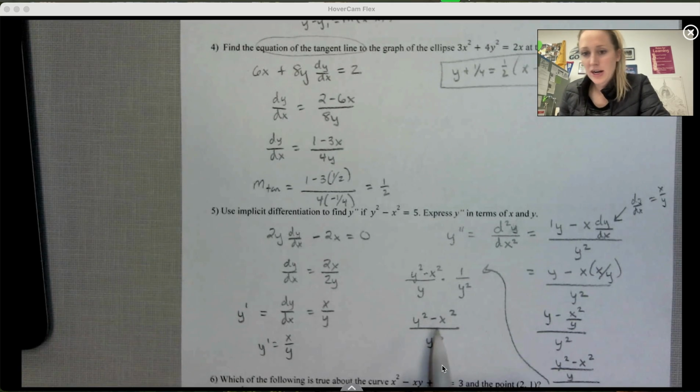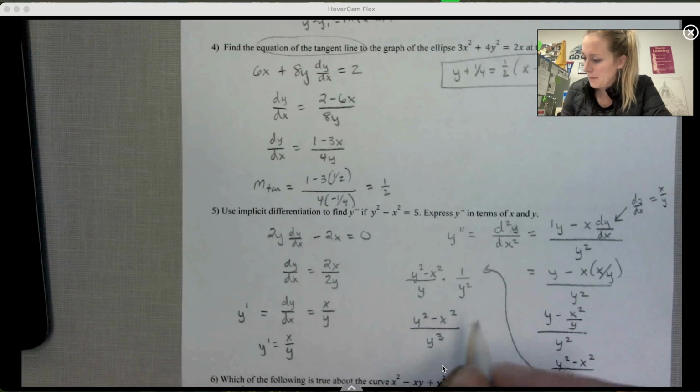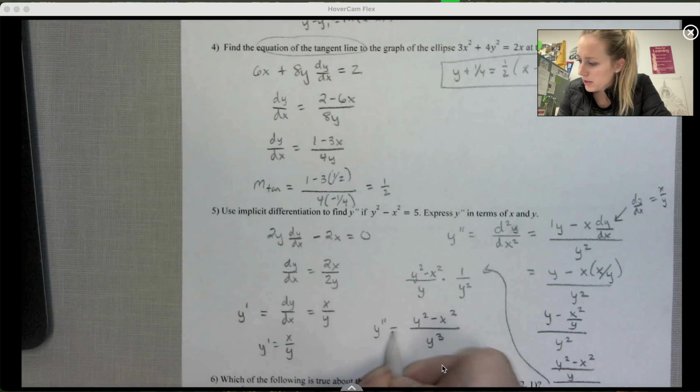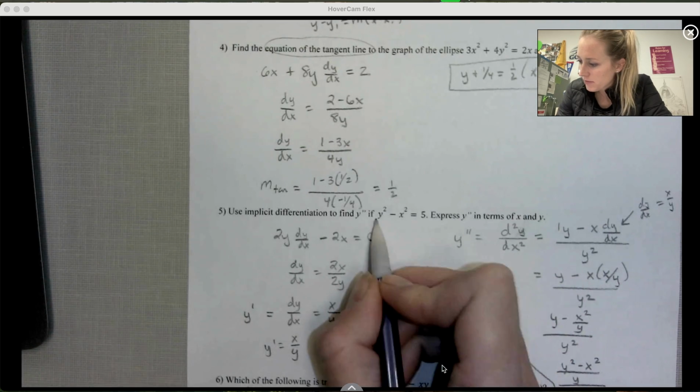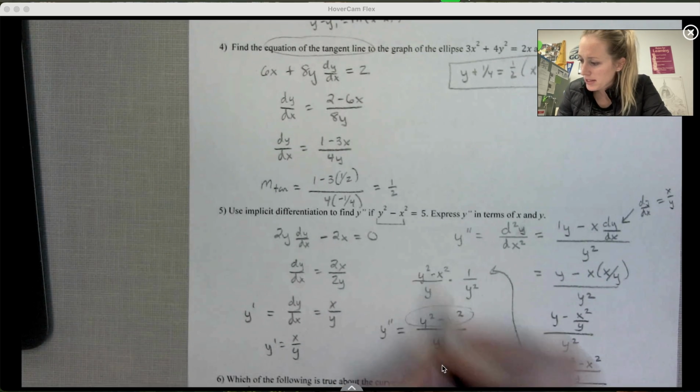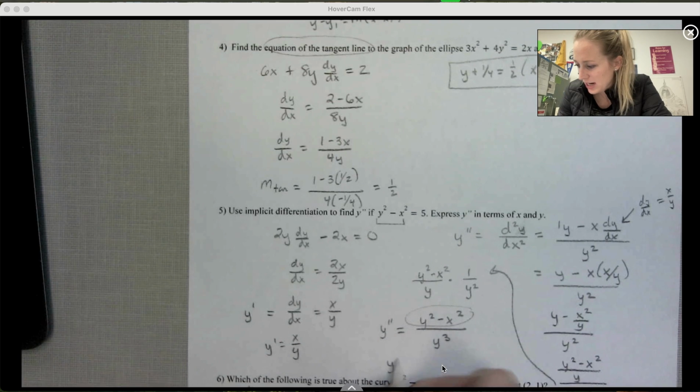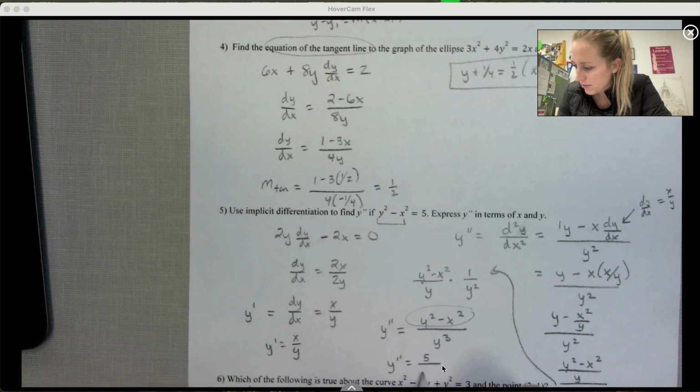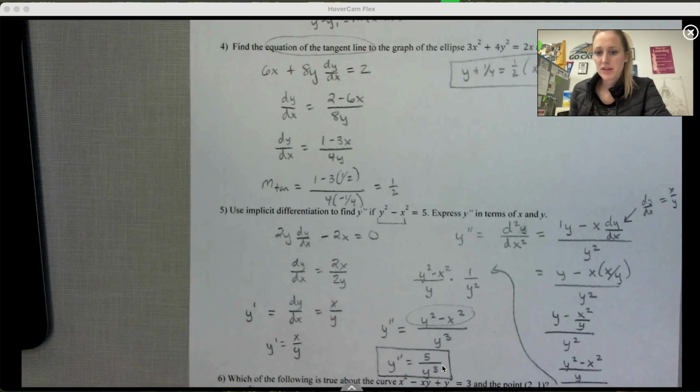Oh, I'm sorry, I was looking at my notes, I went one more step. Okay, so this is y double prime, but notice this part right here came from up above. So y squared minus x squared is equal to 5. So we actually could even write it like this, 5 over y cubed. So there's our second derivative.